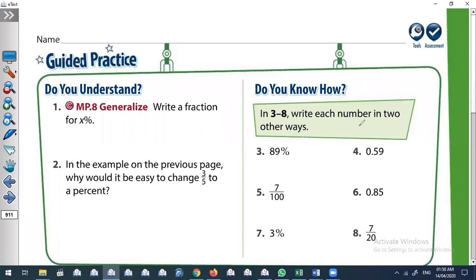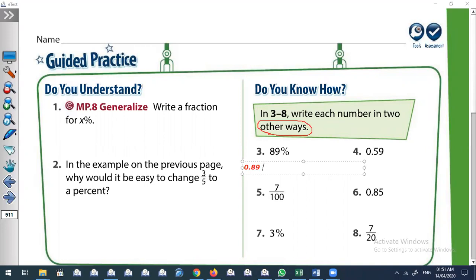Write each number in two other ways. Step number 1, you have to start with percent. Here I already have a percent. How do we change this percent into a decimal? Percent as a decimal will be like that. This number is 89%. You just have to put 0.89. This is the decimal of 89%.